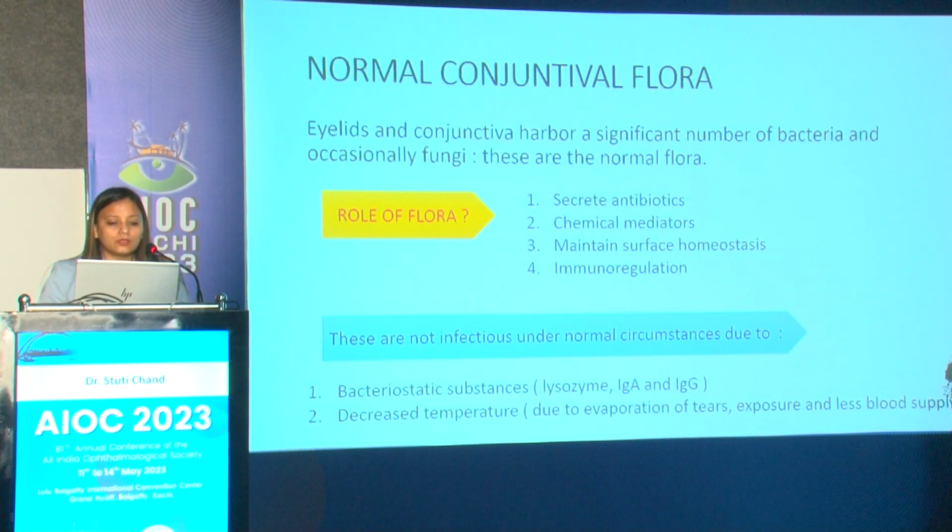Discussing briefly about normal conjunctival flora, eyelids and conjunctiva harbor a significant number of bacteria and occasionally fungi, and these are the normal flora that secrete antibiotics. These act as chemical mediators. These maintain surface homeostasis and immunoregulation.